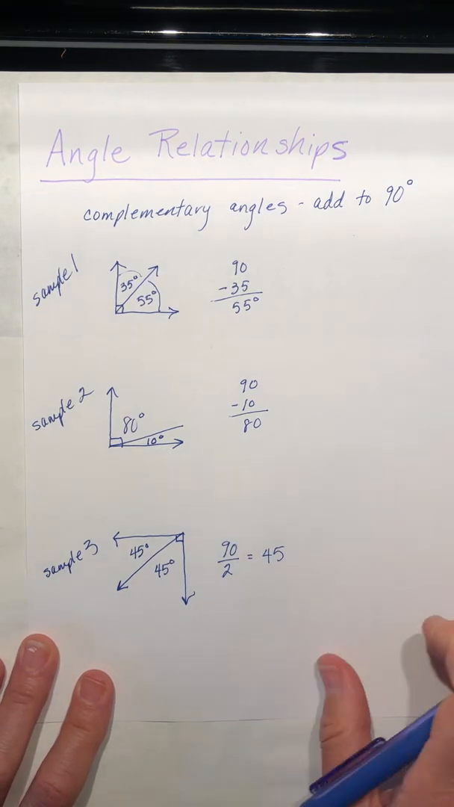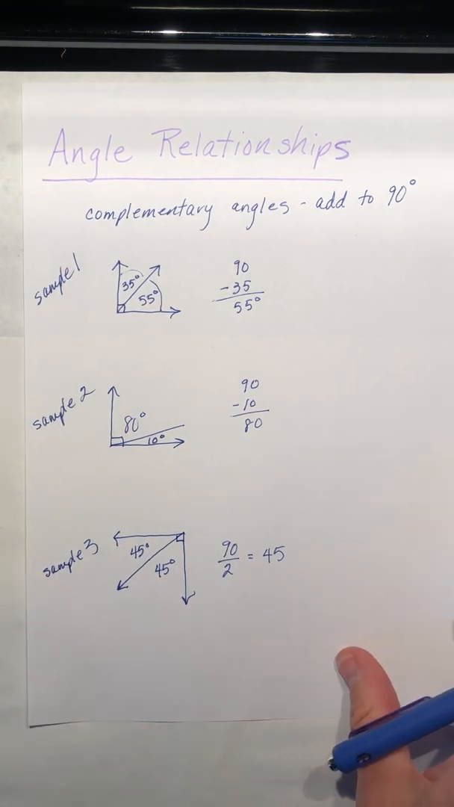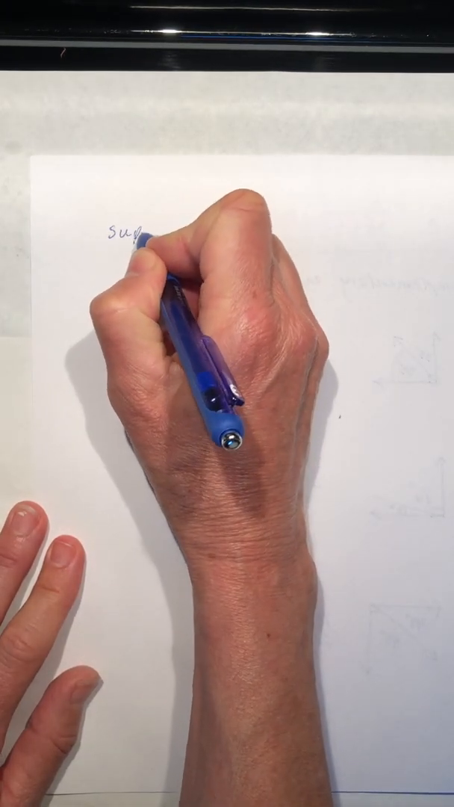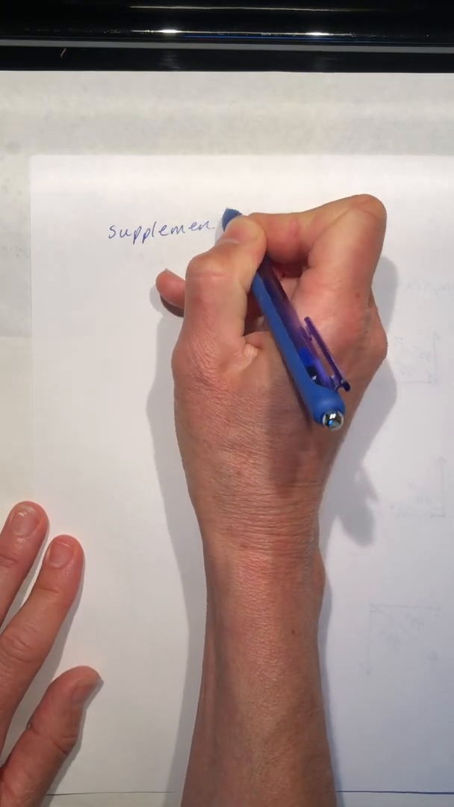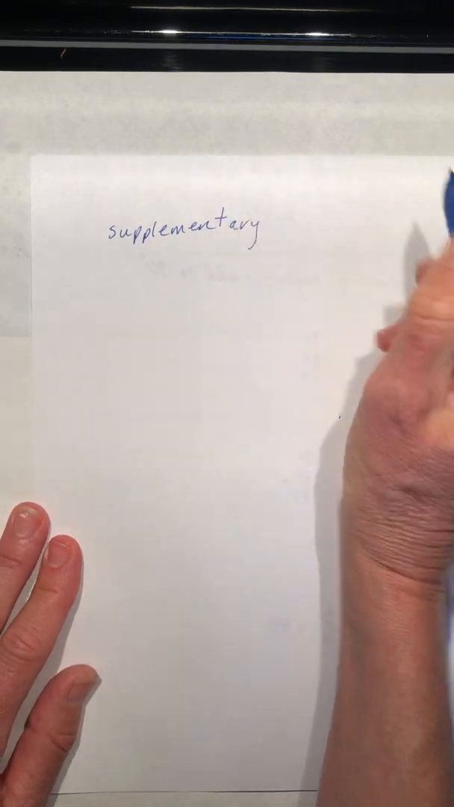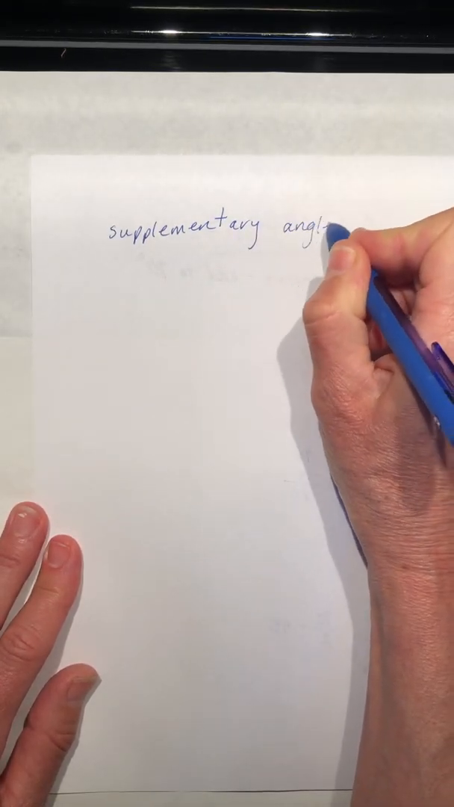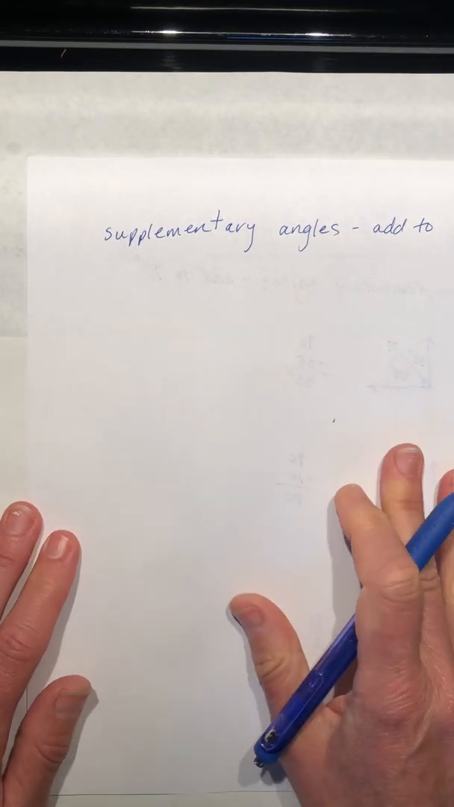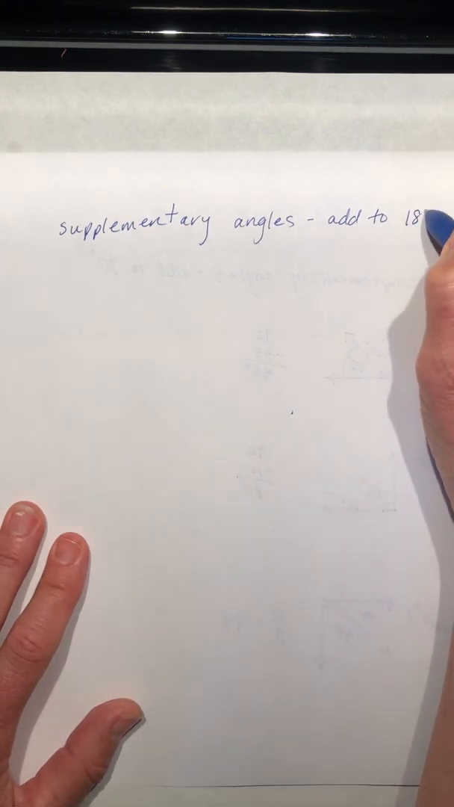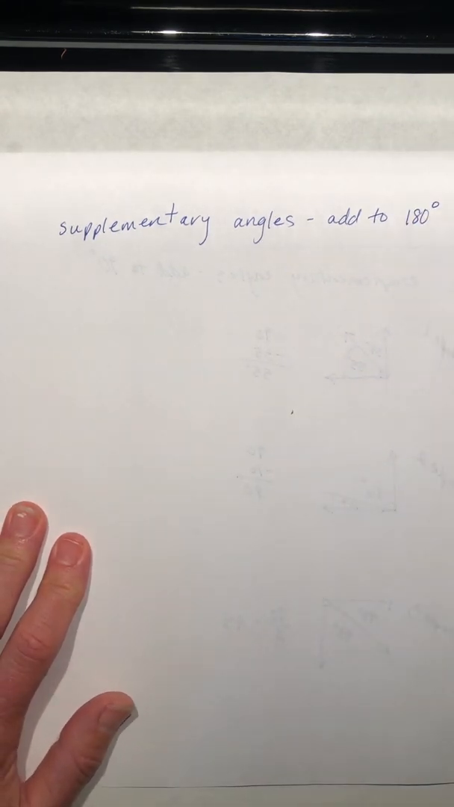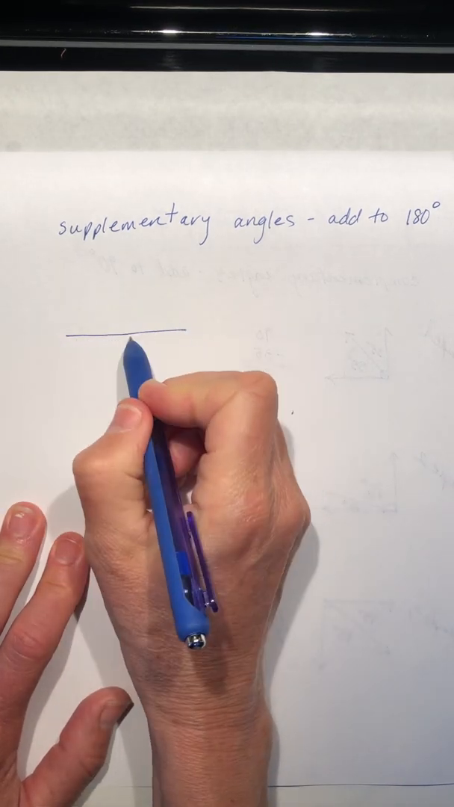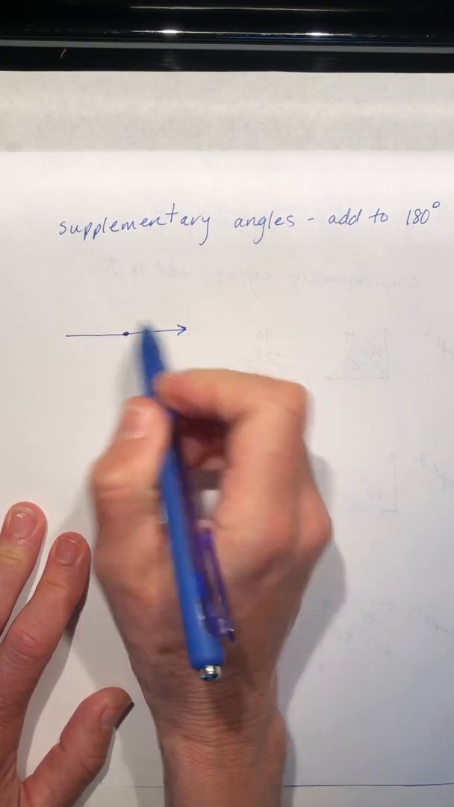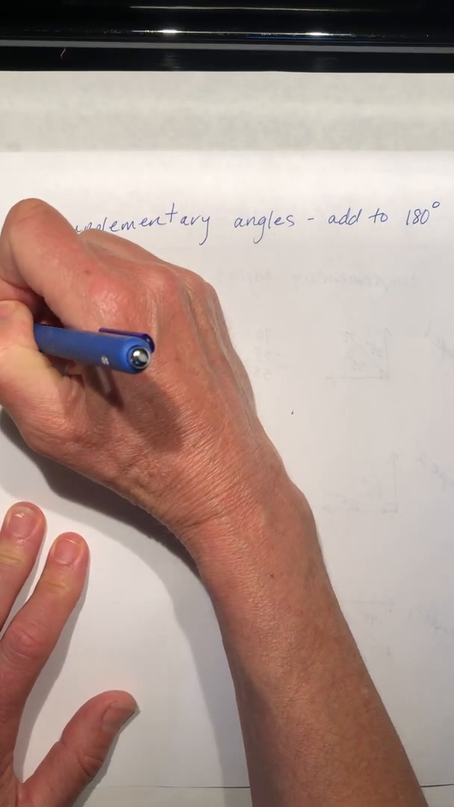And the last type of angle relationship that we're going to look at today is what is called supplementary angles. So let's have you begin by writing the words supplementary angles. My writing's a little crooked. And supplementary angles add to 180 degrees. So I'm going to draw a straight angle. And this will be sample number 4.